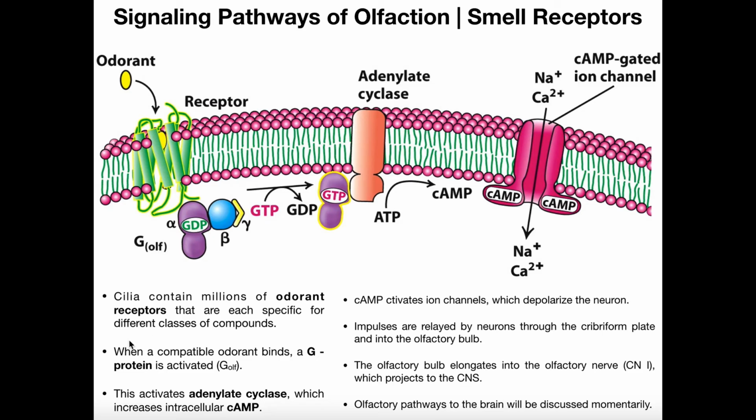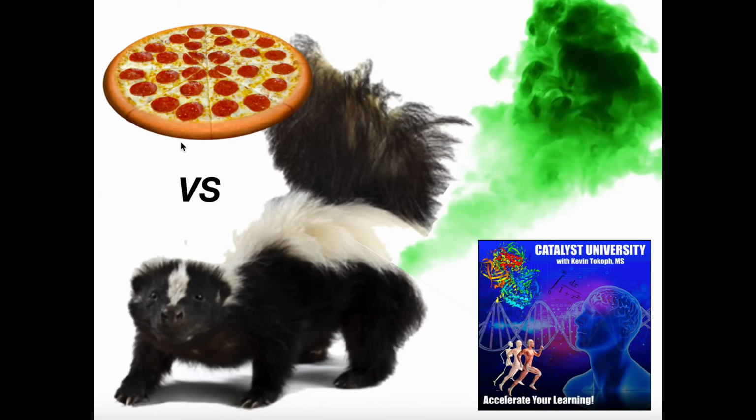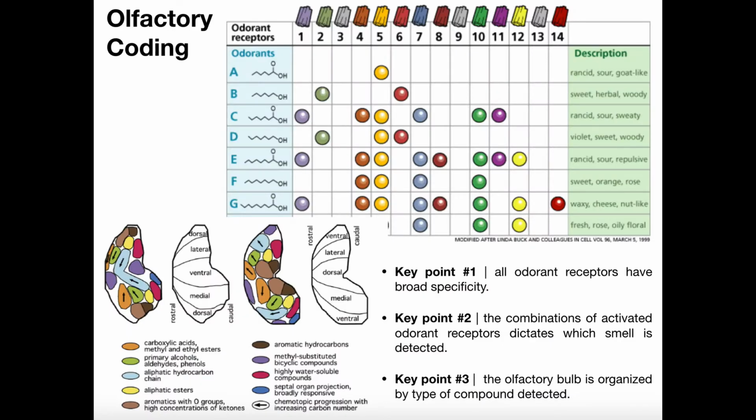Now, the question is, and this relates back to this original question that I posed, how do we differentiate between something that smells good and something that smells bad? Or rather, how do we just distinguish between different smells? Okay. Now, I'm going to show you this picture right here, and it refers to something called olfactory coding. And it looks very complicated, but let me kind of break this down.